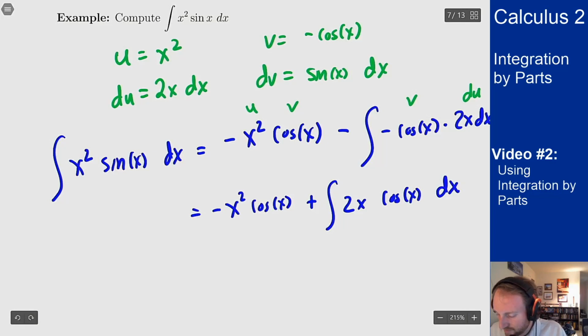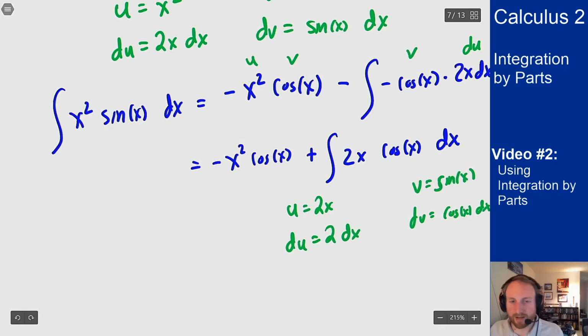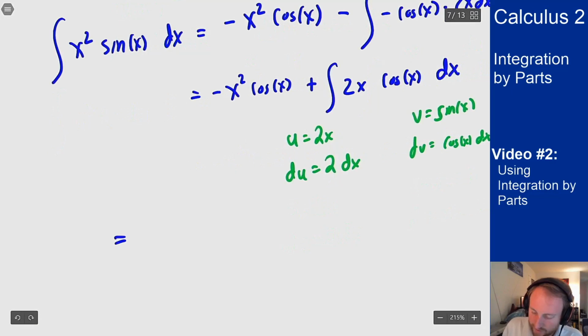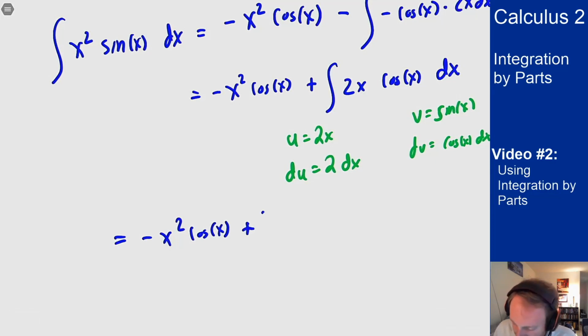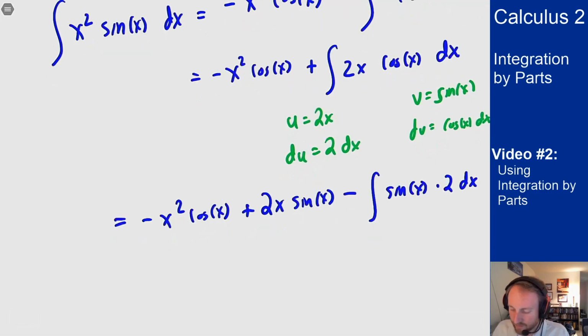So let's do this one more time. I'm going to set u to be 2x, so du is then 2 dx. I'm going to set dv to be cosine of x dx, so then my v is sine of x. And I can do integration by parts one more time. So I keep my negative x squared cosine of x. I then add in the next u times v, so 2x sine of x. And then I subtract the integral of v du. That last term I can now integrate directly.